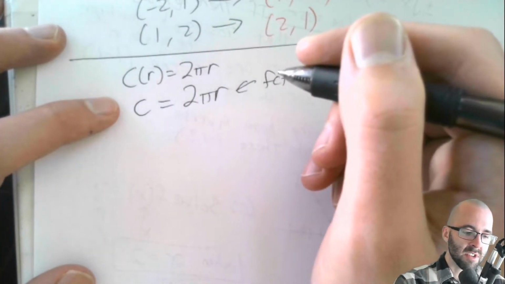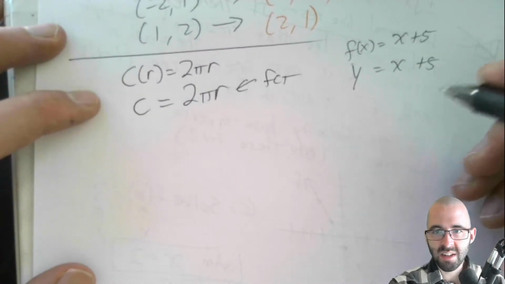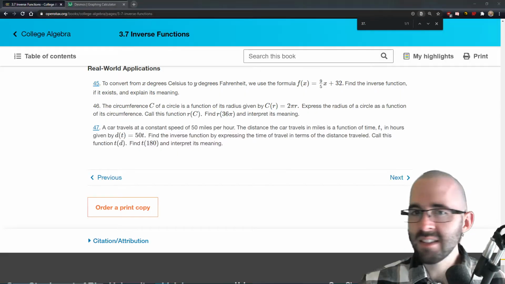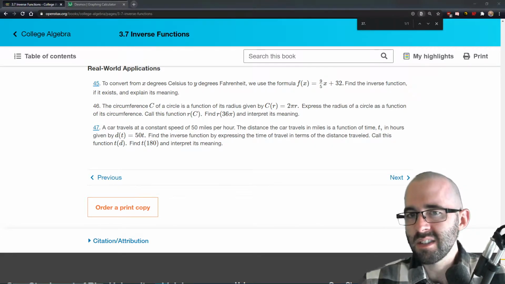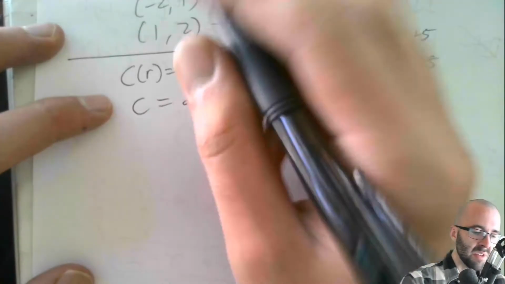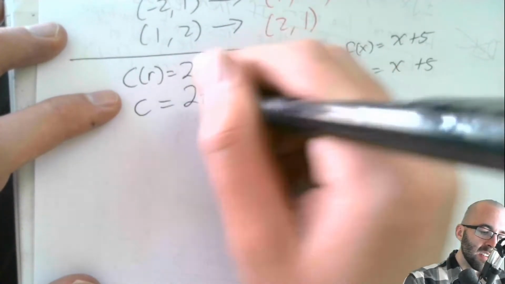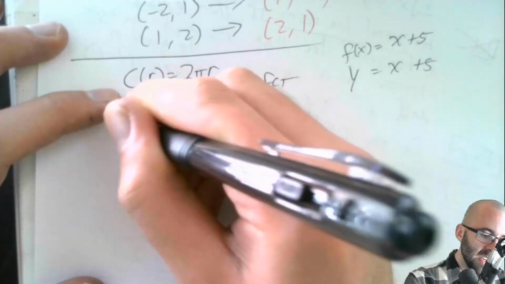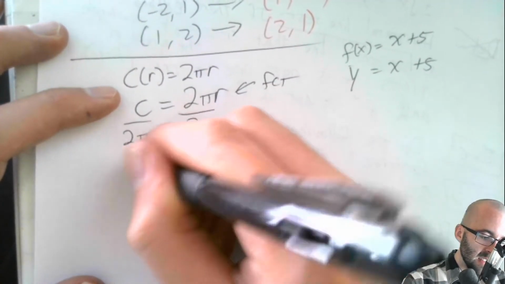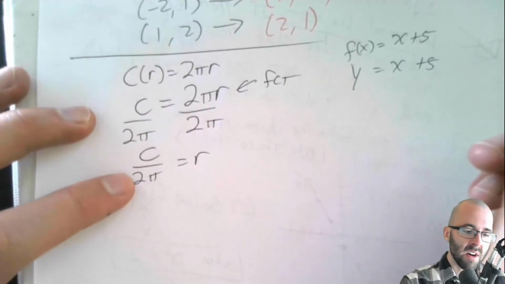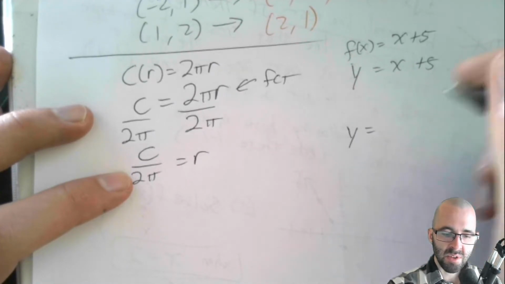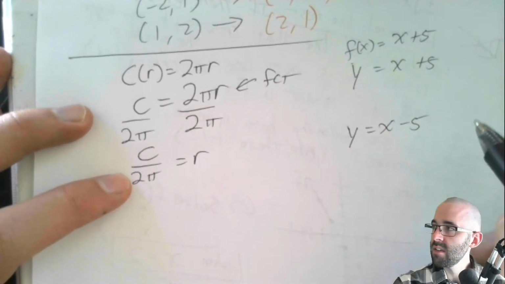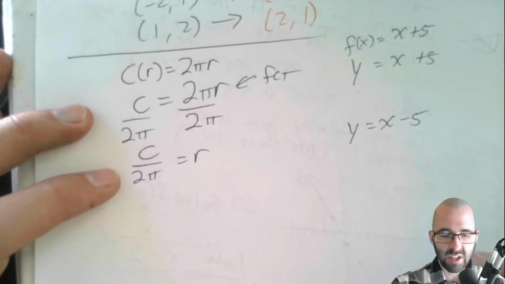Okay? And now again, to find the inverse function, we'd switch the c and the r's, switch the x's and the y's. But in this case, right, what is it asking? It wants us to find r as a function of c. It really just wants us to skip the switching step and just solve for r. They're both equivalent methods. So if we solve for r, we divide both sides by 2 pi. And we're going to get c over 2 pi is equal to r. And again, just like in that other one, we would end up with y is equal to x minus 5 as our inverse function.